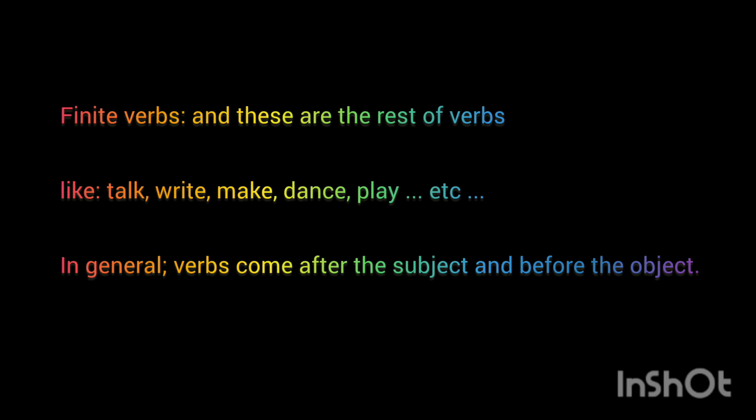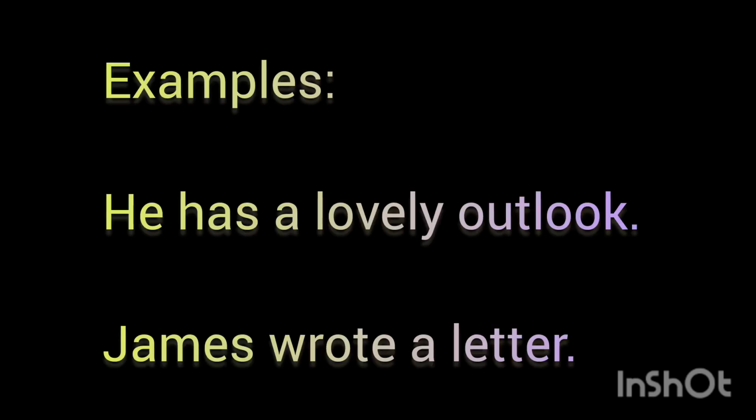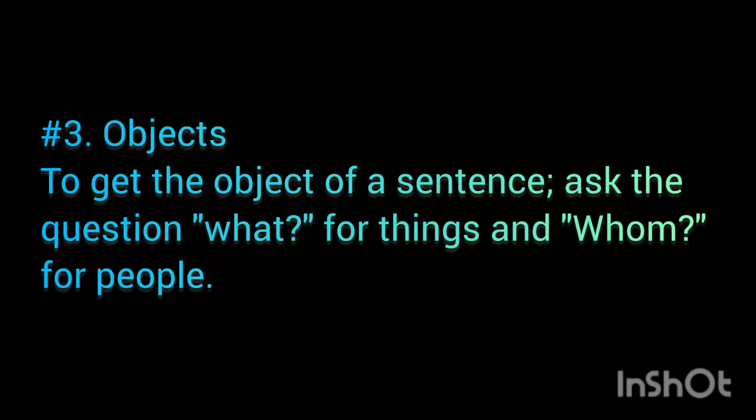In general, verbs come after the subject and before the object. Examples: he has a lovely outlook. James wrote a letter.